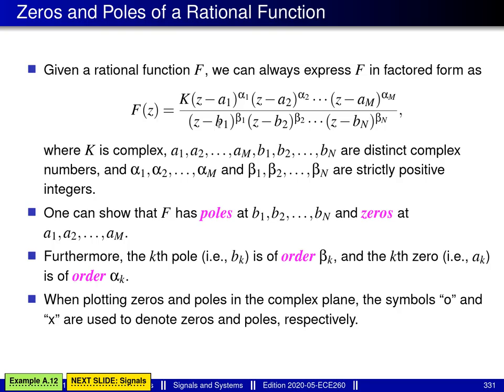So if you plug in any one of these values for z, b1, b2, and so on up to bn, the denominator goes to 0, you're dividing by 0, and you're going to have a singularity. So again, the b1, b2, and so on up to bn are the poles of the function.